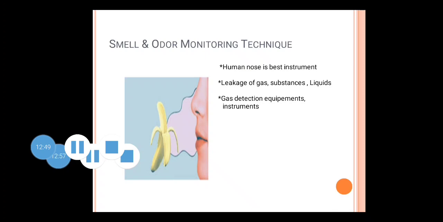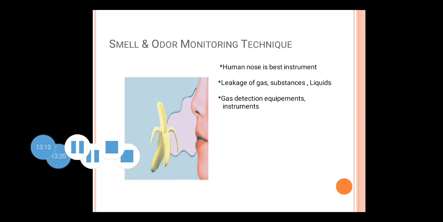The human nose is the best instrument for measuring a smell efficiently. A smell monitoring system is probably not developed. Smell can be determined by the nose only. The leakage of gas, substances, and liquids can be determined through the nose. Few gases can be detected.